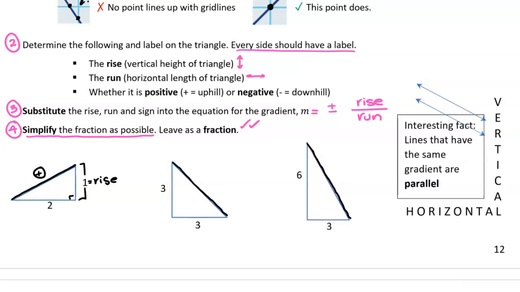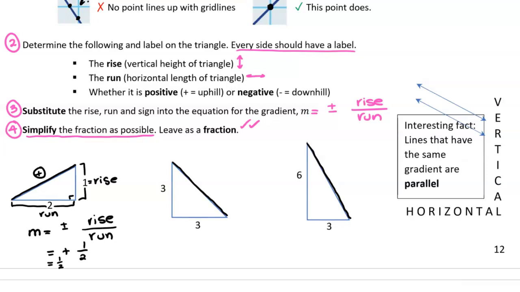So the rise is equal to 1, whereas this length here, that's the run. So the run is equal to 2. So if I was calculating the gradient, m equals plus or minus rise over run. It was positive, the rise was 1, and the run was 2. So we could just simply write a half as our gradient there. No need to change it to a decimal.